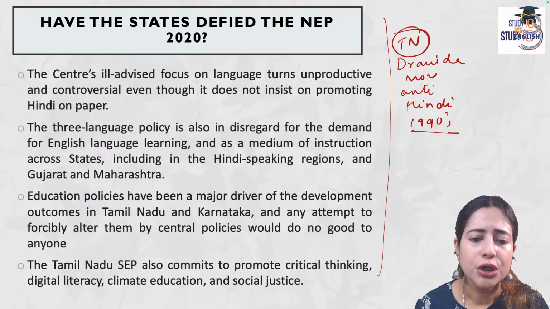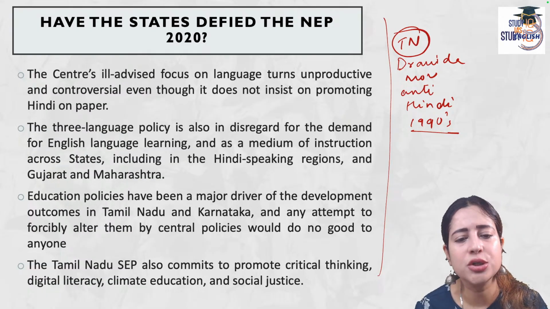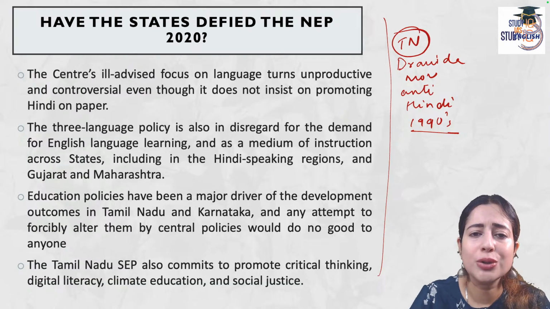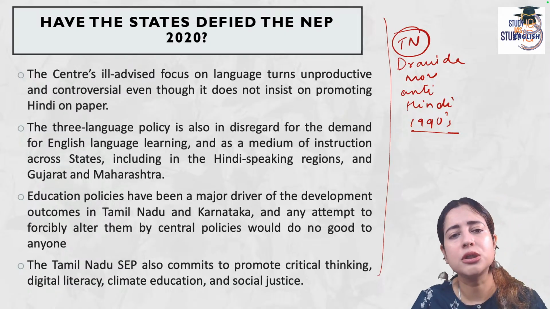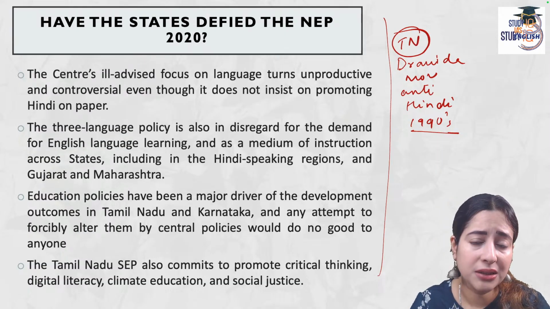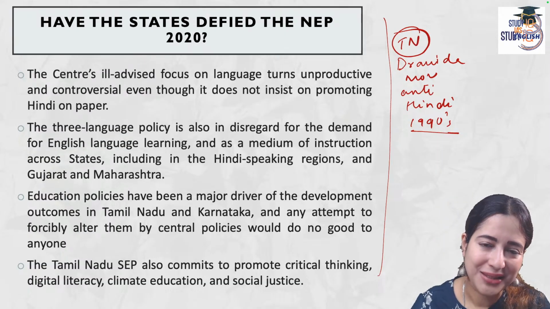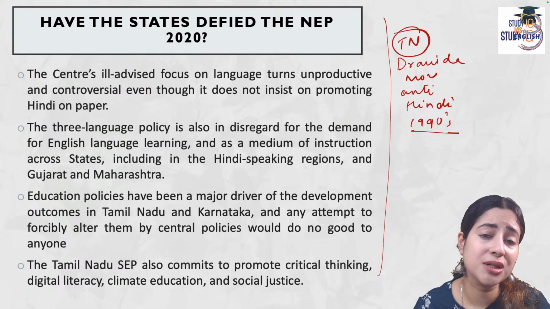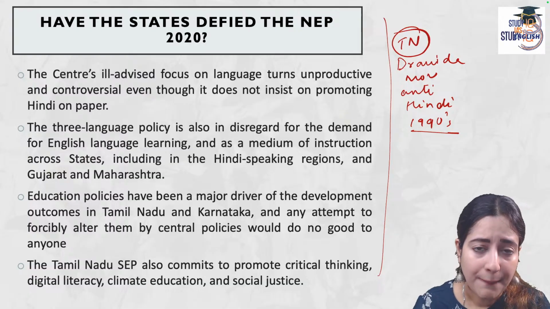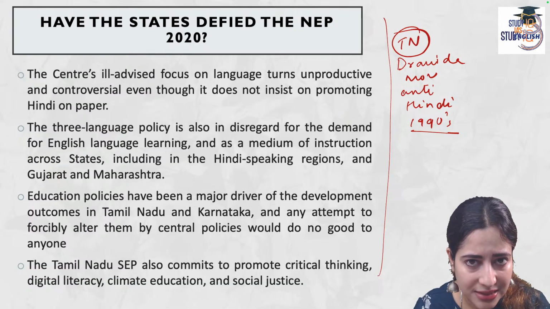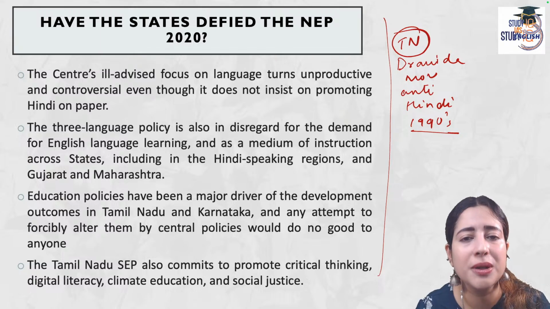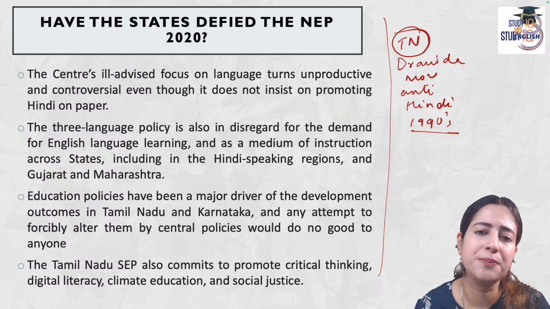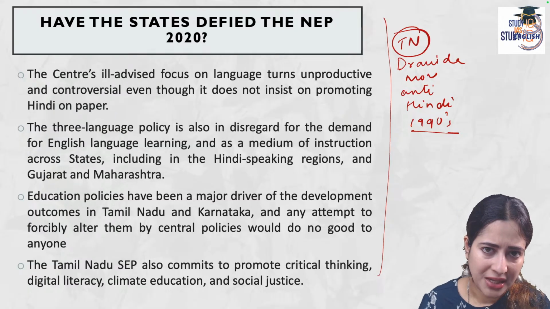Now, therefore, today, both these states, Tamil Nadu and Karnataka, are saying that English is important. English is not only important for them, but it's also important across India, being the lingua franca, the basic language of communication globally. English is associated with better higher education, better job oriented skills, and better employment in the global market.